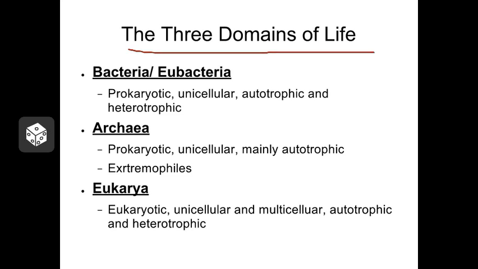Here are the three domains. Bacteria, also known as eubacteria. Archaea, this is the new group that upset the apple cart, so to speak, and caused us to have this third group. And the last group is Eukarya. Eukarya is the group into which we are categorized.